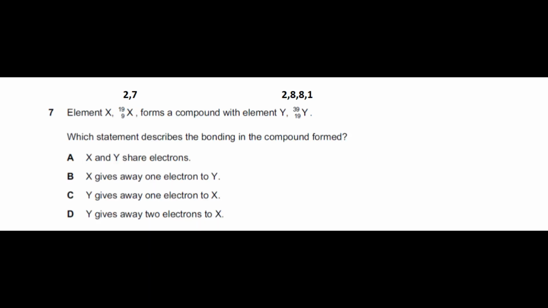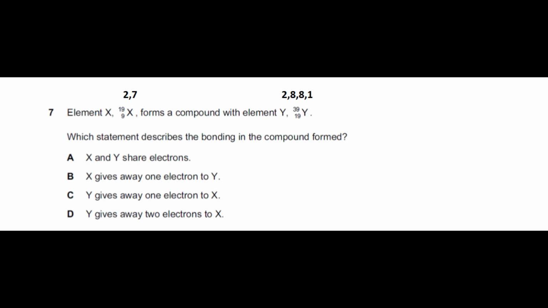This question says element X, which has an electronic configuration of 2,7. I have written the electronic configuration for your understanding. They have given us the atomic number and atomic mass for the element X. It forms a compound with element Y. Element Y has an atomic number of 19, and I have written the electronic configuration for your understanding. That makes 2, 8, 8 and 1 because it is distributed in 4 shells. First shell contains 2 electrons, second contains 8, third contains 8, and the last shell has 1 electron.